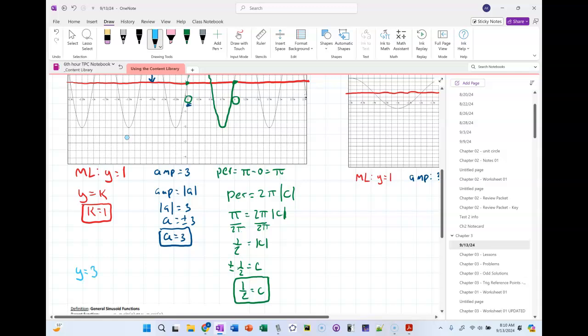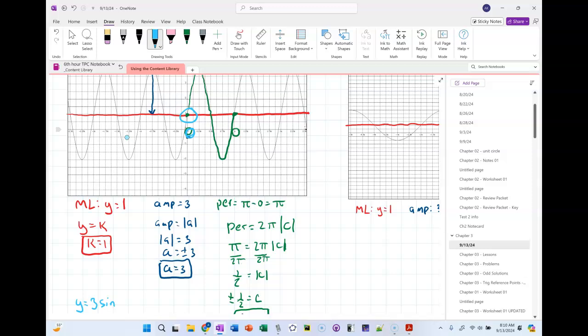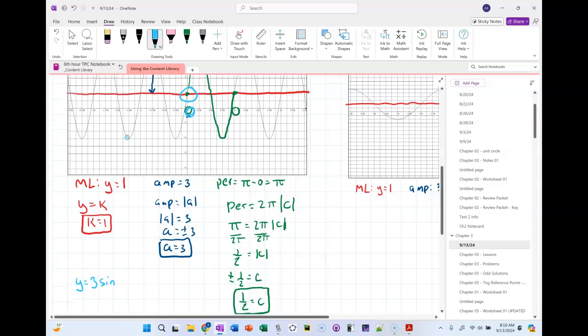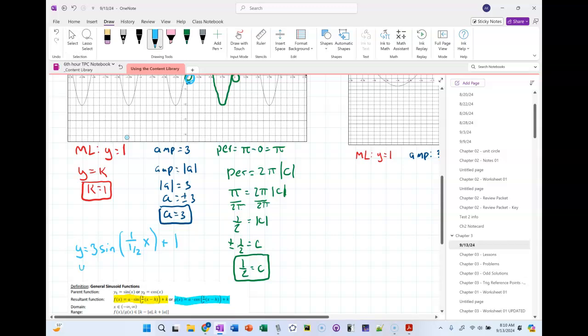So I have y equals a, and then sine. Now I know it's a sine here because at x equals 0, I'm on the midline. If at x equals 0, right there, I was at an extrema, a min or a max, I'd be using cosine. And then I have 1 over c times x plus k. Now, I hate this fraction inside of a fraction. 1 over c is just like a reciprocal, so the reciprocal of 1/2 is just 2.